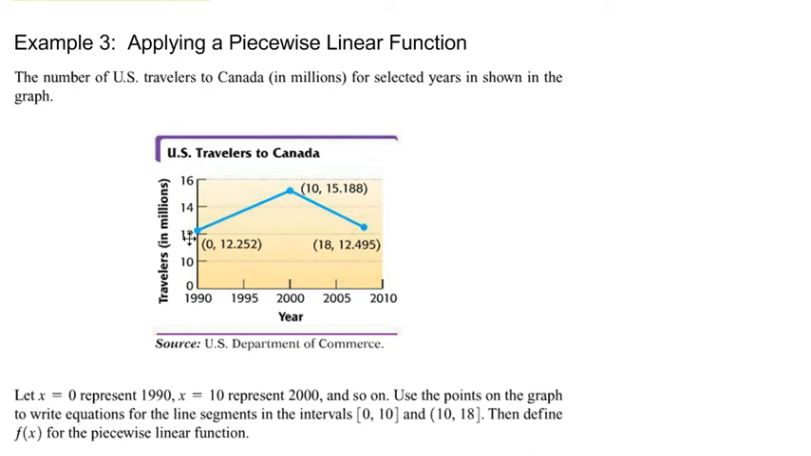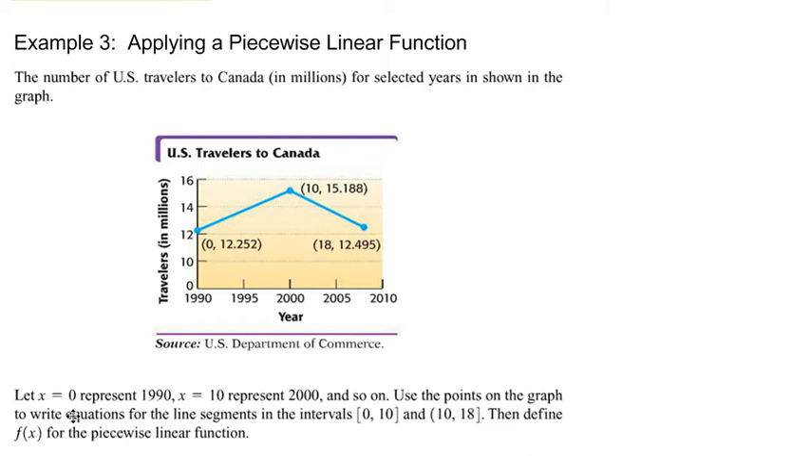In 1990, just over 12 million. In 1995, it increased. 2000 kind of peaked, and then as time went on from there, it's gone down. Okay? And this is real life data.